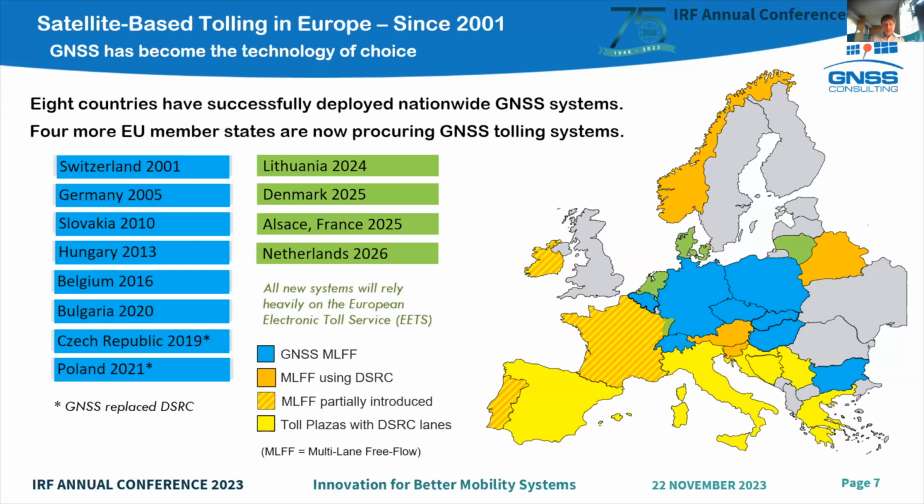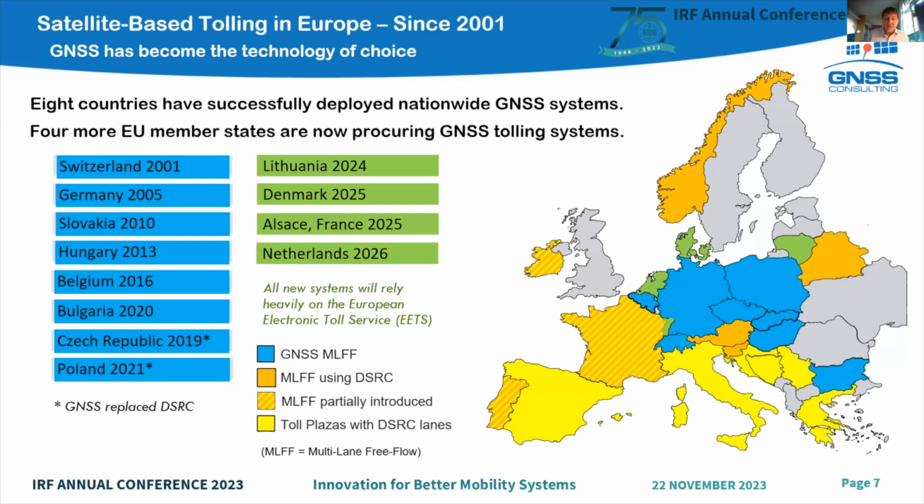It's worth pointing out that both the Czech Republic and Poland started with microwave systems, and they replaced them with GNSS because GNSS has shown to be far more cost-effective and more flexible. And furthermore, with GNSS, we can use EETS, which I'll describe in a moment. You can see that the new countries here, the 4 countries I've shown, are basically going to rely on EETS.